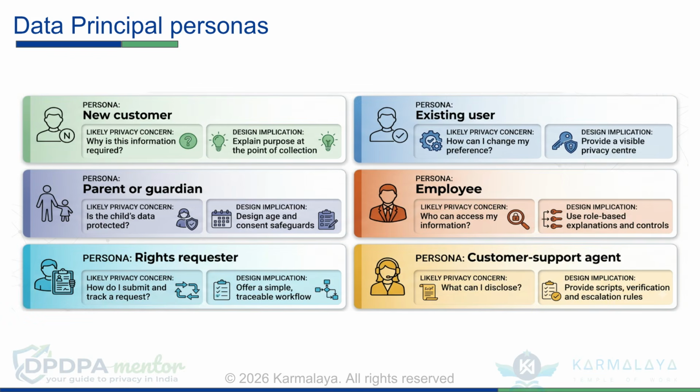Personas help teams avoid designing for an imaginary average user. A new customer primarily needs to understand why information is being requested. An existing user may want to withdraw marketing consent without closing the account. A parent or guardian may need a clear explanation of how a child's data is handled. A rights requester requires a reliable workflow, identity verification, and status tracking.